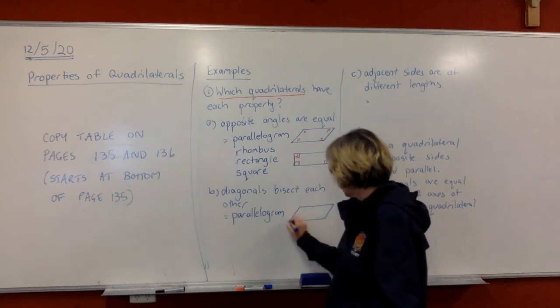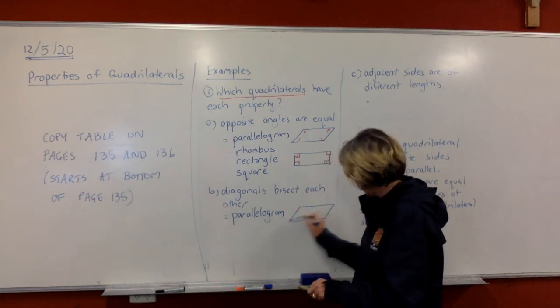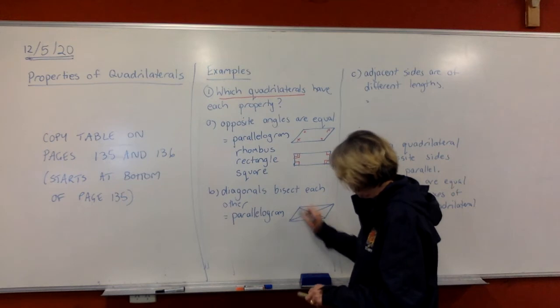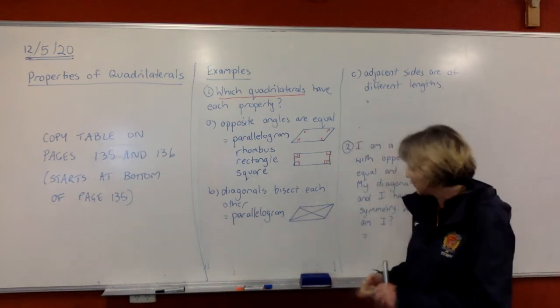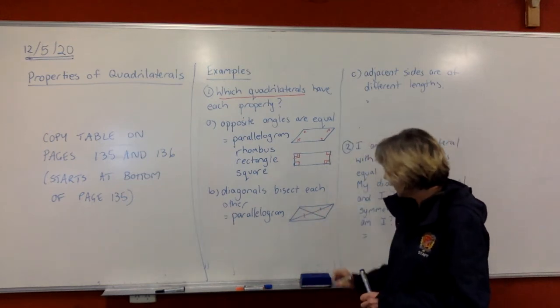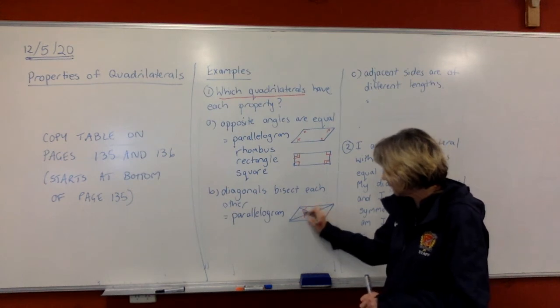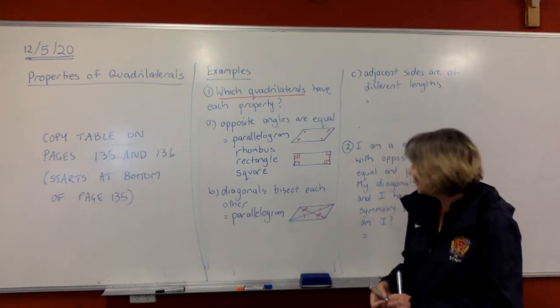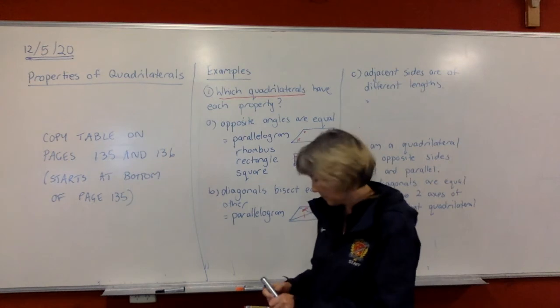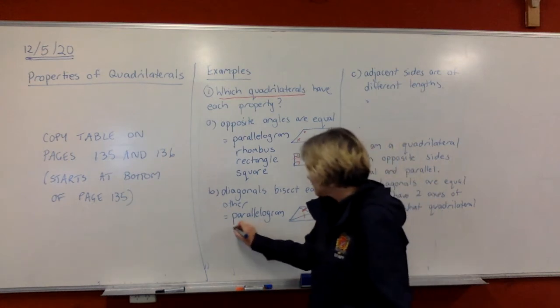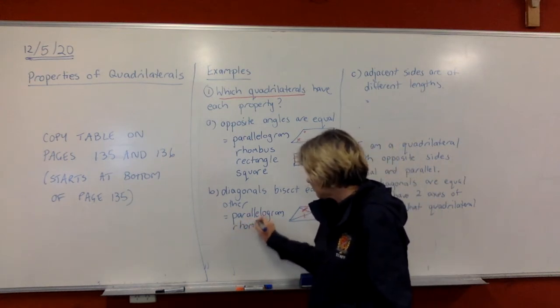Okay, here's your parallelogram. Here's your diagonals. Do they bisect each other? They do, because that will equal that, and that will equal that. Okay, the next one that we're looking at is the rhombus. If it happens with the parallelogram, it will happen with the rhombus.